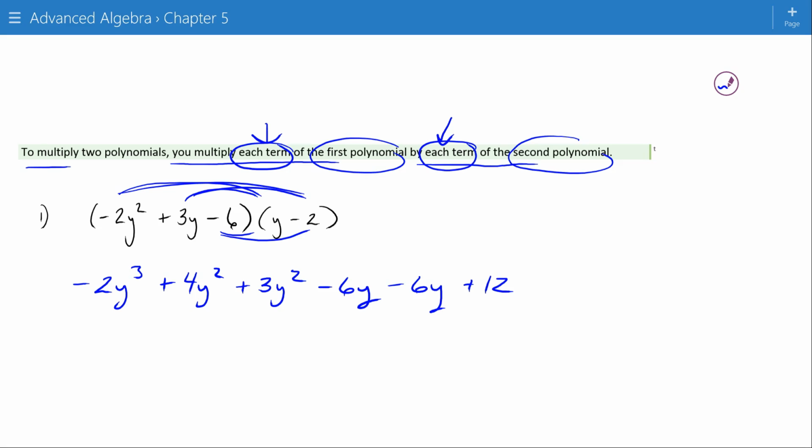Now we're not done with our answer there. We actually have to take it one extra piece, right? And we're going to go ahead and combine our like terms. So we are left with negative 2y cubed. The y squareds will leave me with positive 7y squared.